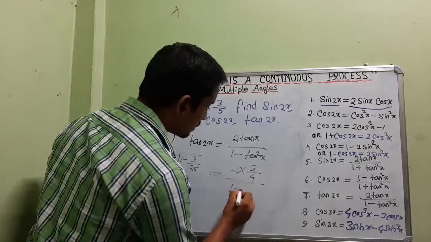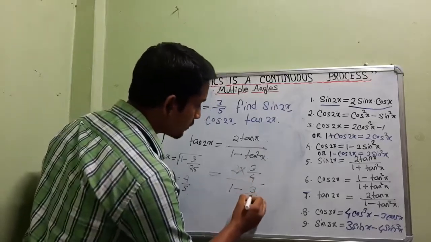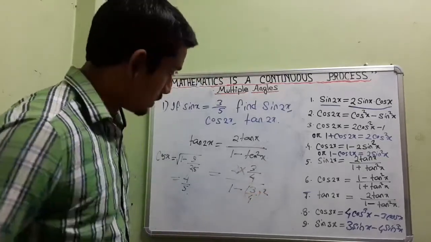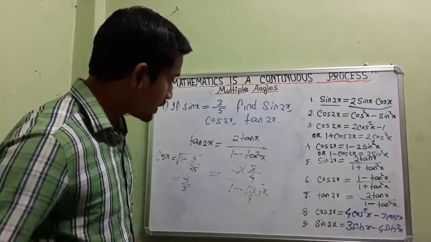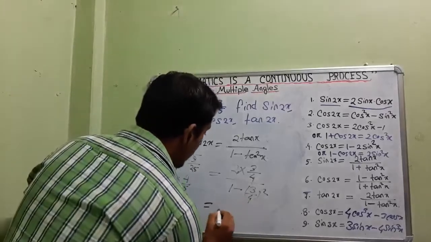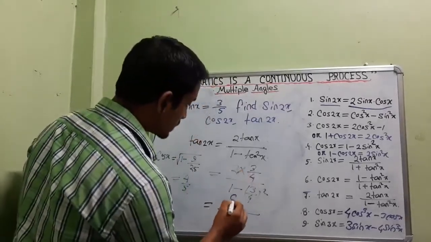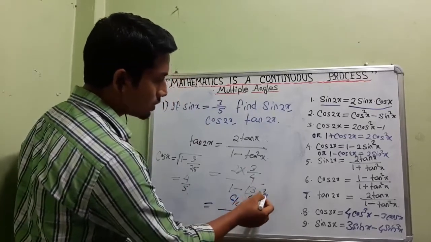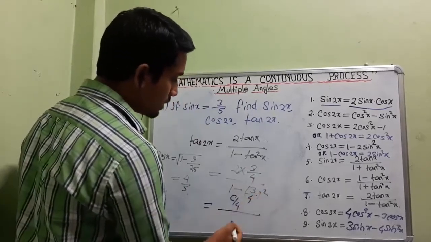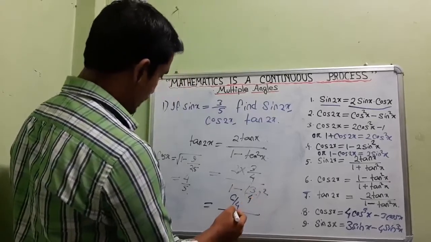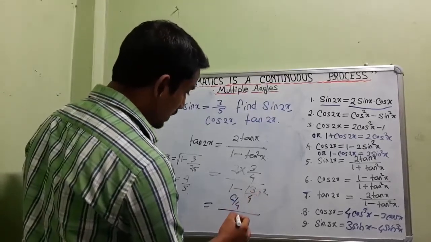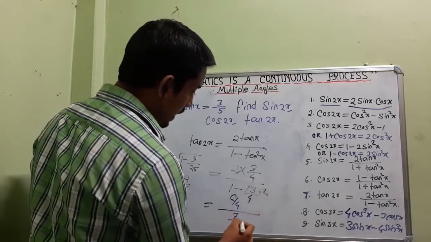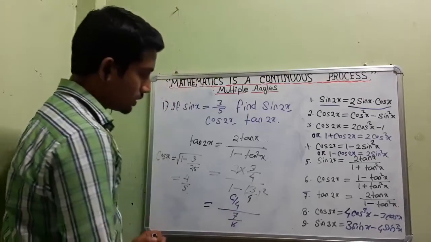Divided by 1 minus tan square x, that means 3 by 4 whole square. Is that it? So just take the calculation and you'll get the answer. If I take the calculation, it will be 6 by 4 in the numerator, and in the denominator, square is there, so 4 square is 16, 16 minus 9, because 3 square is 9. 16 minus 9 is 7 by 16. You see, this one we got.